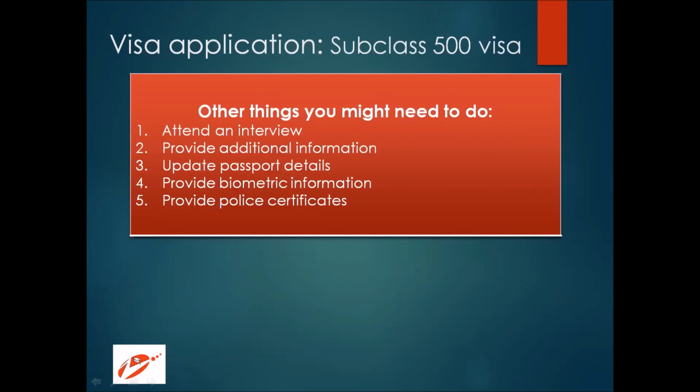You may have to update passport details. In fact, the government encourages you to update them of any change. For example, if you are a student who has applied for education and, until you get the approval of the visa, you become a parent, then it is mandatory to inform the country authorities about this new update. You may have to provide your biometric information. Biometric information is nothing but your fingerprints. And you may also need to provide police certificates if the authorities feel that they need to investigate the character and intention of your application.